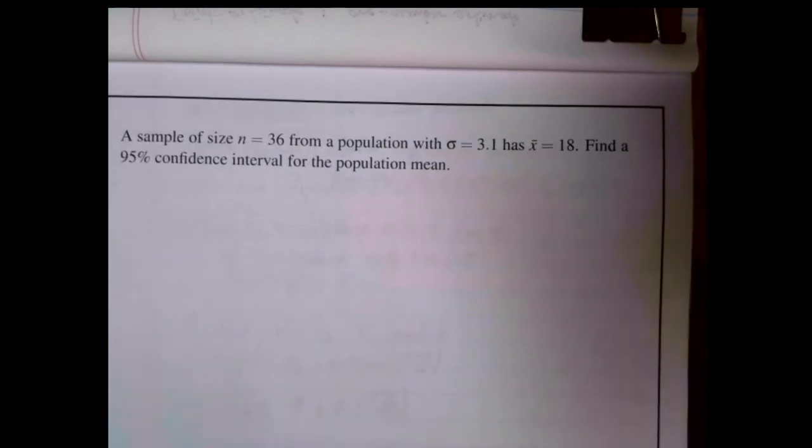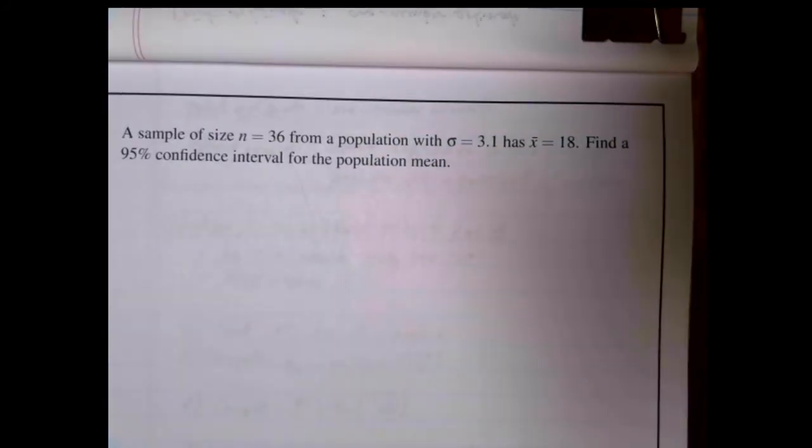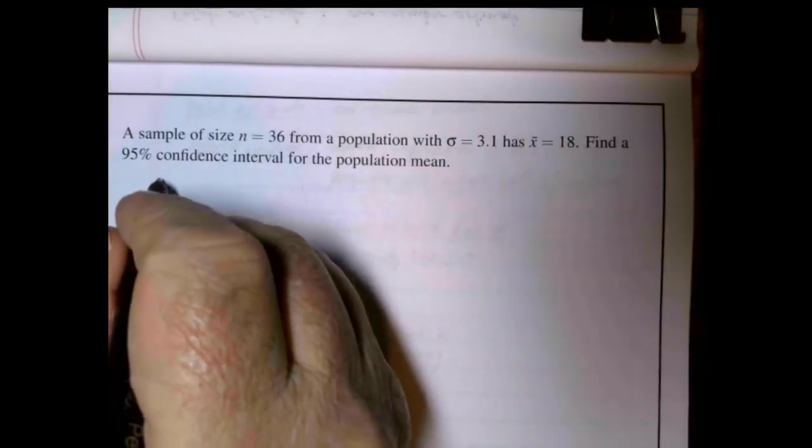Here's a very straightforward one. A sample of size 36 from a population with standard deviation 3.1 has sample mean x bar equal to 18. Find a 95% confidence interval for the population mean. All right, so let's do step 1.